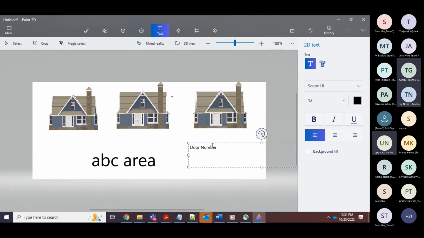Which area is it? Number, street name. Area, street name. Okay. House name, right? And the house name and the door number can be the same, right? Yes, sir. Correct.